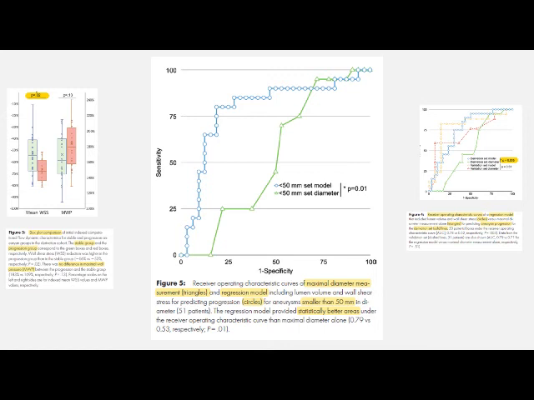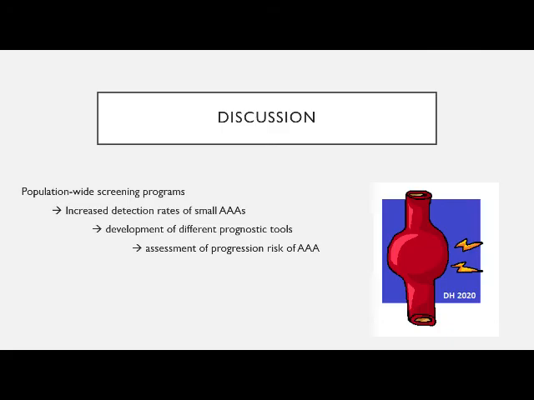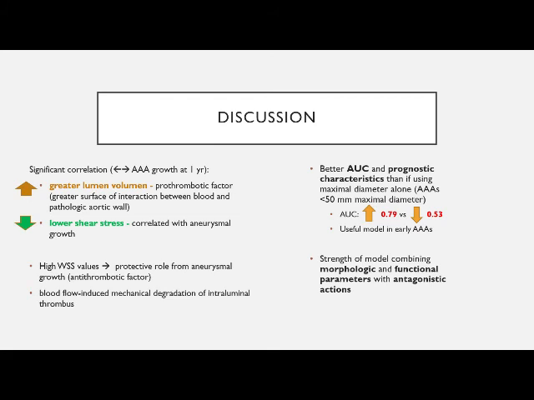Okay, so now the discussion itself. We then have the interesting fact here as a context is that you have an increased detection rate of small aneurysms. This is due to population-wide screening programs, so we're ever discovering smaller aneurysms. This has resulted in developing different prognostic tools to assess the progression risk of aneurysms. So in this study, we have a significant correlation between greater lumen volume and lower shear stress. So this is in relationship with aneurysms and their growth at 1 year.